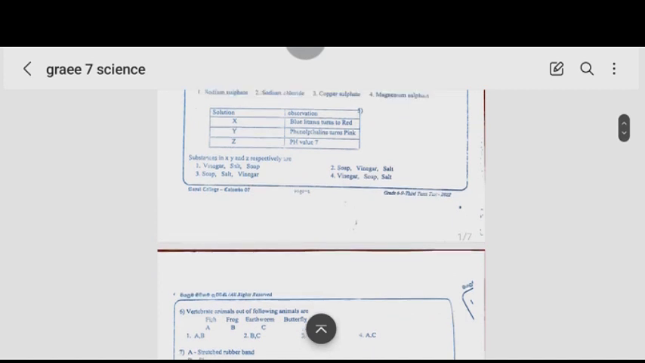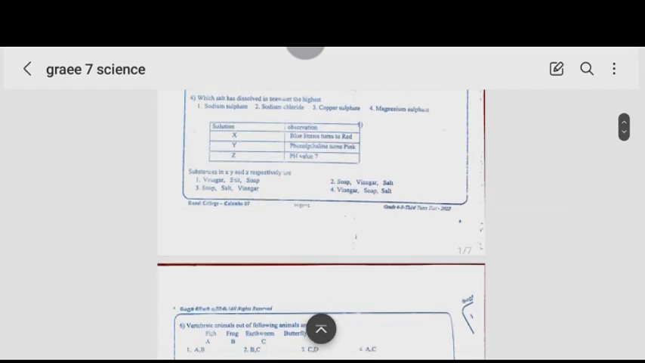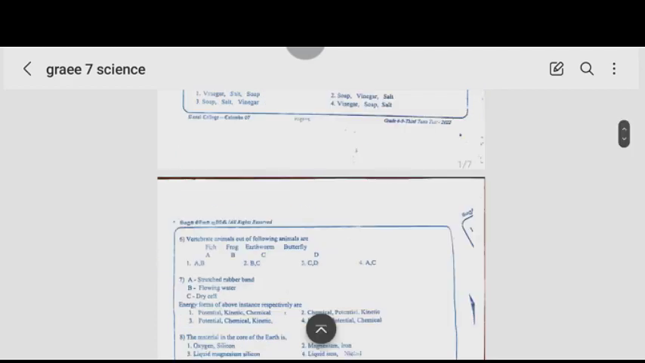Then from now, we'll find the answer from 2 or 4. So the X is vinegar, the other answer is soap. So soap is wrong, then the second answer is wrong. The fourth answer is the right answer for the fifth question. For the fifth question, the answer is 4. Vinegar is X, Y is soap, Z is salt. Clear, children?